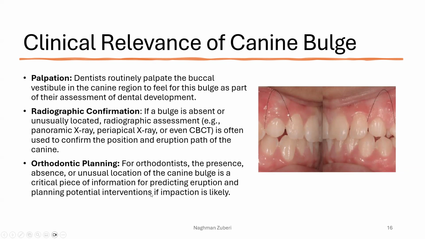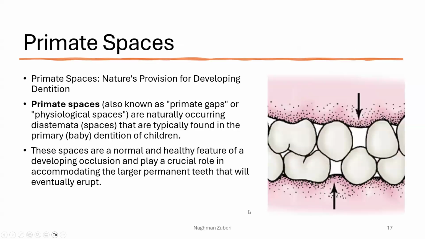Orthodontic planning. For orthodontists, the presence, absence, or unusual location of the canine bulge is a critical piece of information for predicting eruption and planning potential interventions if impaction is likely. Primate spaces, nature's provision for developing dentition. Primate spaces, which are also known as primate gaps or physiological spaces, are naturally occurring diastemas that are typically found in the primary dentition of children.